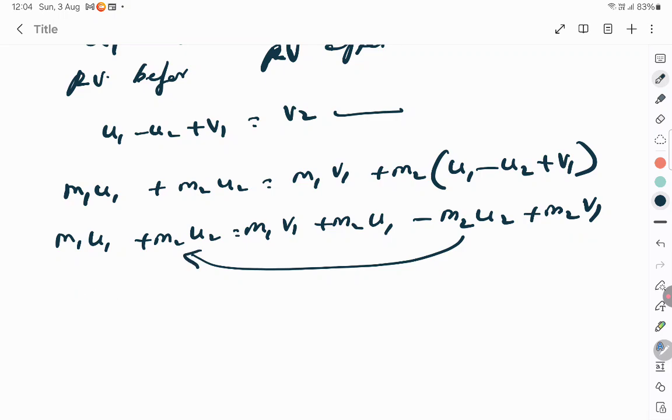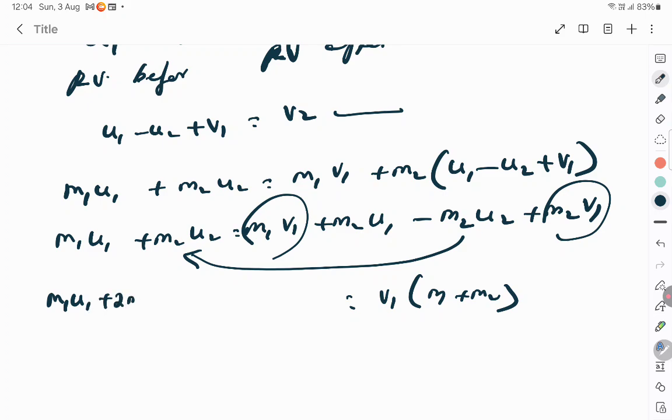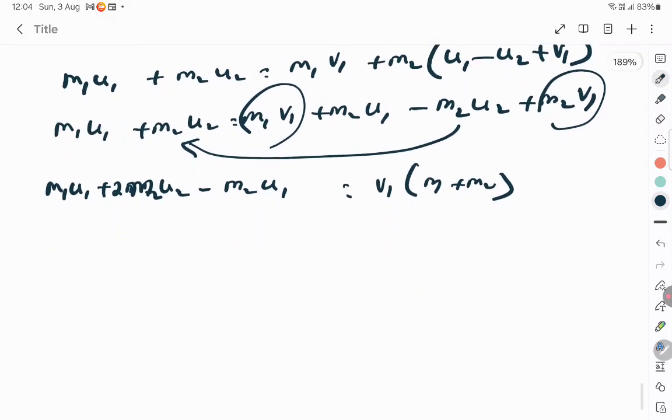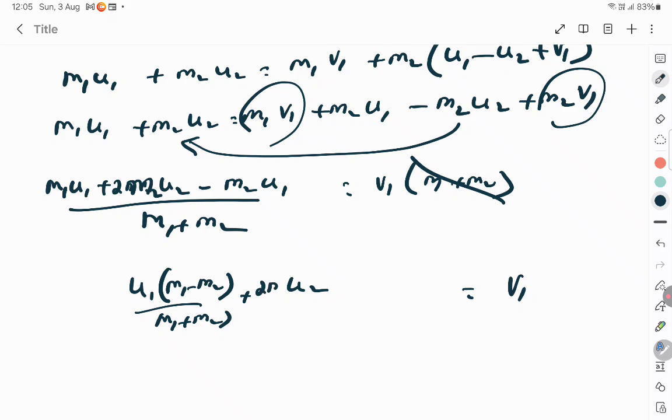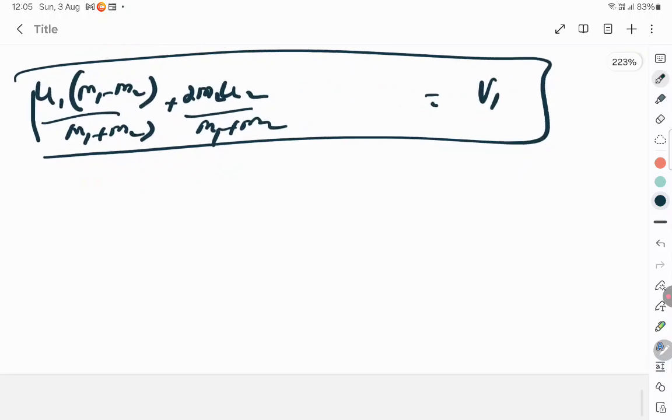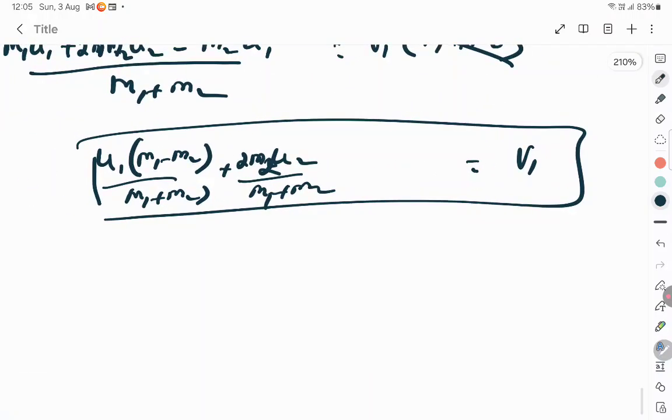You want to find v1, that's your objective. Consolidate the v1: v1 into (m1 plus m2). Take everything to the other side, you get m1 u1 plus 2 m2 u2 minus m2 u1. So you can bring this down. Thus you got the velocity v1. If you know u1 and u2, it is (m1 minus m2) by (m1 plus m2) times u1 plus 2m2 by (m1 plus m2) times u2, and you can memorize this formula. That's the velocity of the first body.